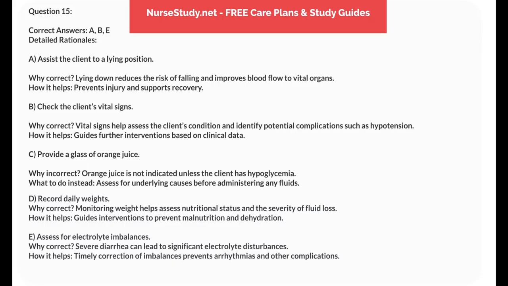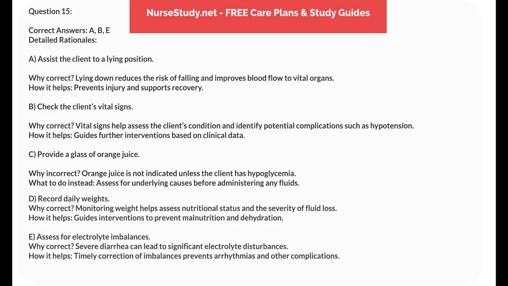Detailed rationales. A. Assist the client to a lying position. Why correct? Lying down reduces the risk of falling and improves blood flow to vital organs. How it helps: prevents injury and supports recovery. B. Check the client's vital signs. Why correct? Vital signs help assess the client's condition and identify potential complications such as hypotension. How it helps: guides further interventions based on clinical data.